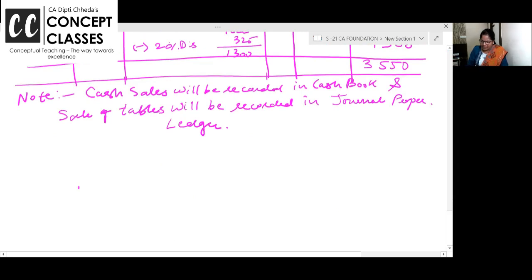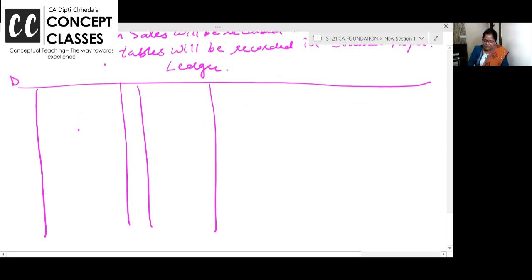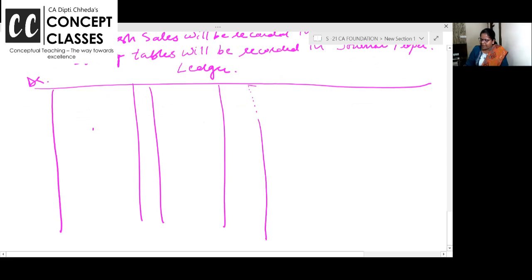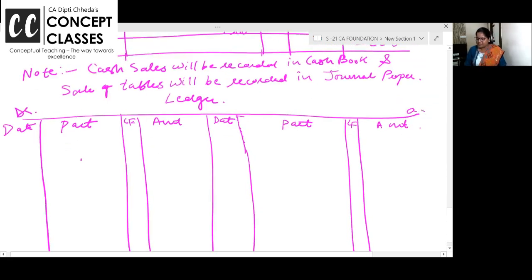So we will make 3 accounts: 2 party accounts and 1 sales account. Whenever we make the ledger, you can use one full page like this. Date, particulars, LF, amount. This is the debit side. Date, particulars, LF, amount. This is the credit side.